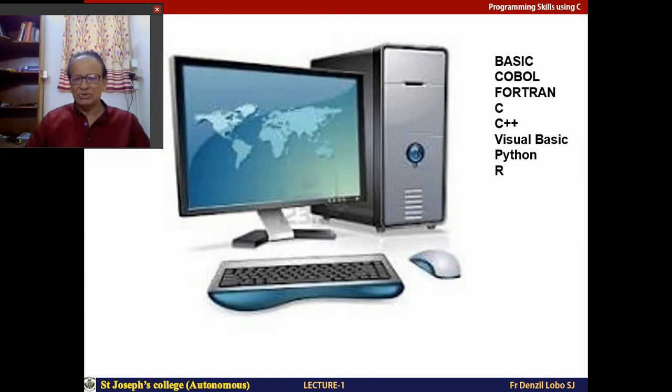Similarly, our computers also understand various computer languages. In the past, we used to use BASIC, COBOL, FORTRAN, and C, C++, Visual Basic, Python, R, and so many languages are there. And these computers can understand those languages, provided we are able to instruct the computer in these particular languages. And that is our task before us.